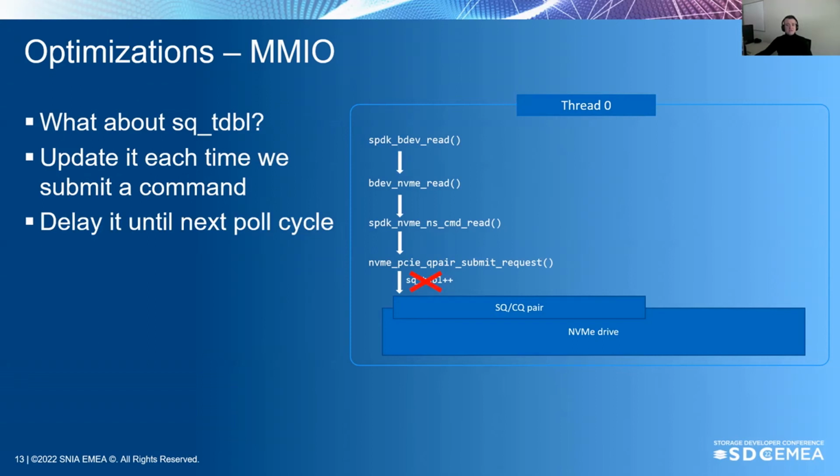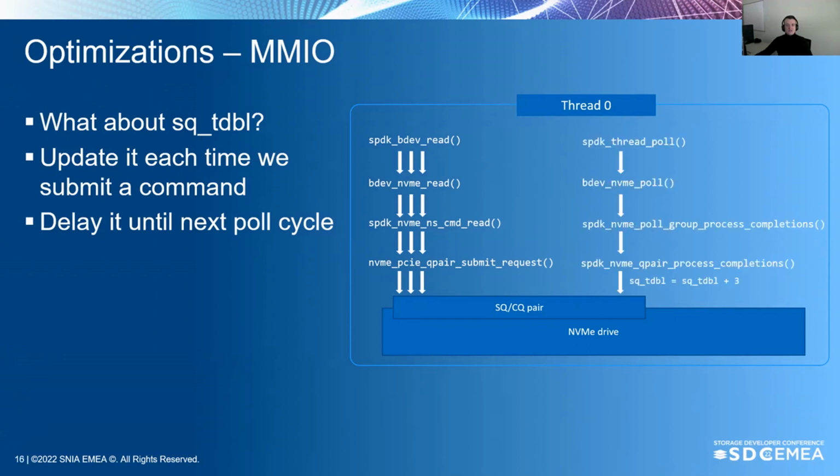So when submitting a command, we can just prepare the submission queue entry, but delay writing the doorbell to the next poll cycle. So the user is free to submit one request, then submit another one, and then yet another one. Then finally, when the queue pair is polled, we can check if the doorbell needs to be updated and do it there, but do it only once. This allows us to avoid as many MMIO writes as there are requests submitted during a single poll cycle. So in this example, we've reduced it by a factor of 3.